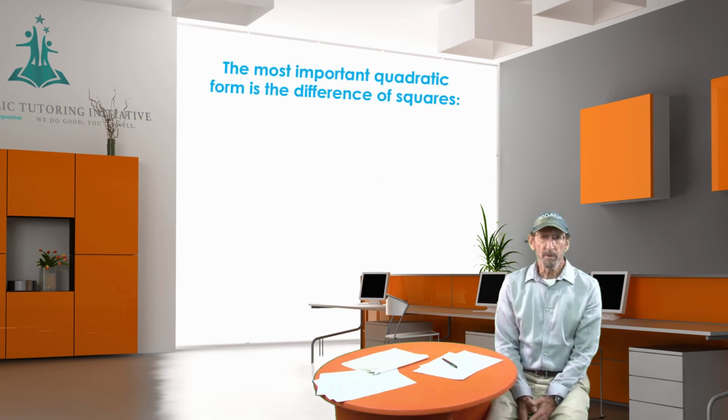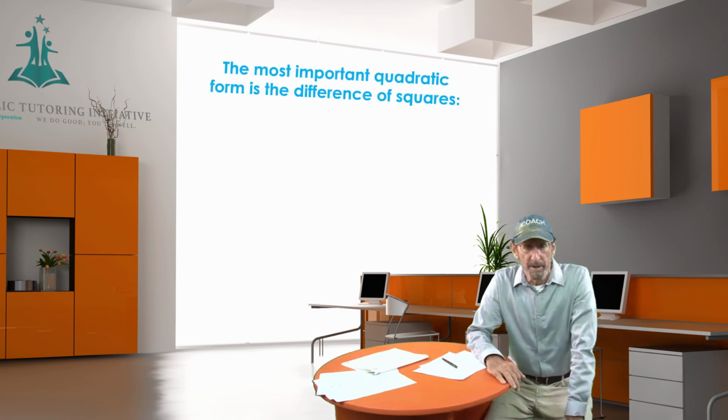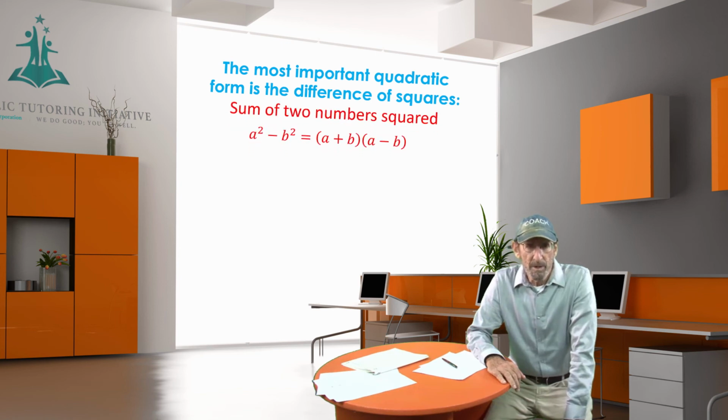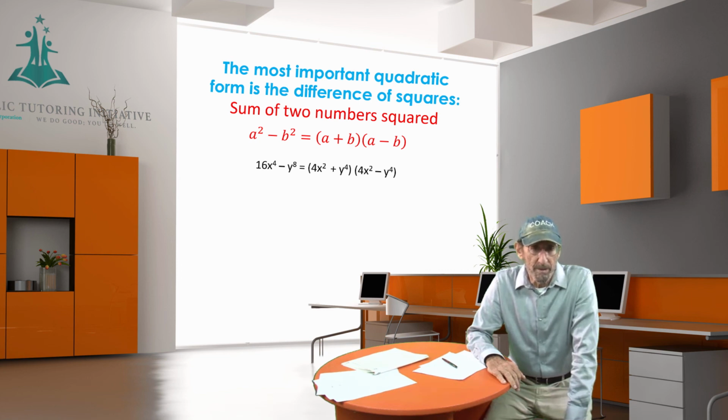Okay, there are a couple of quadratic forms that you should recognize. The most important is difference of squares. Here it is. A squared minus b squared factors to a plus b times a minus b. The squares could be more complicated. For example, 16x to the 4th power minus y to the 8th power. These are both perfect squares.